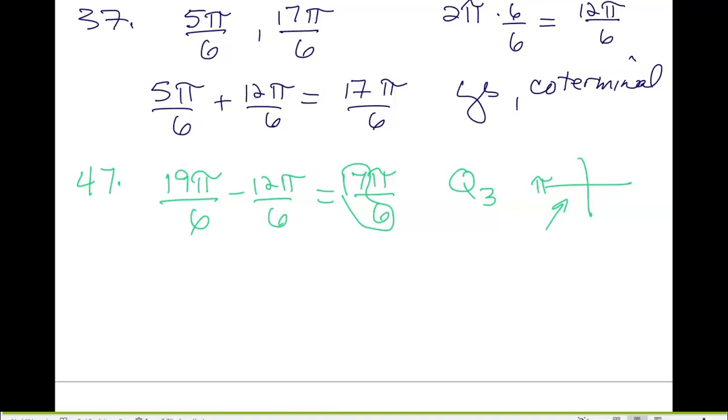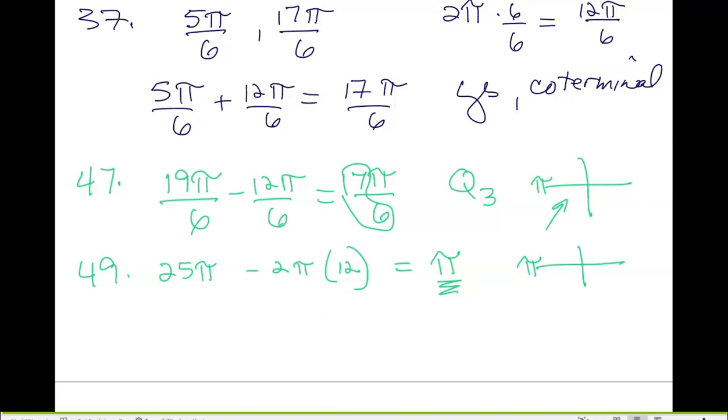After 47, we're going to 49. Another angle, same idea. Now this one is much bigger. So this one is 25 pi. So I'm going to take away 2 pi, but how many times do I need to take it away to get on a circle? If I take it away 12 times, doesn't that give me 24 pi, which would give me pi, which would be a quadrantal angle right here. So pi is my answer for 49. Okay, so that's 47, 49.